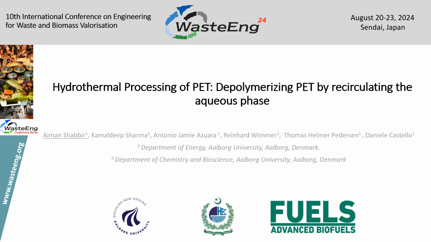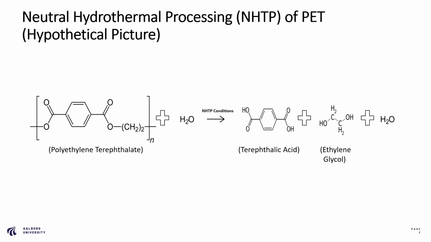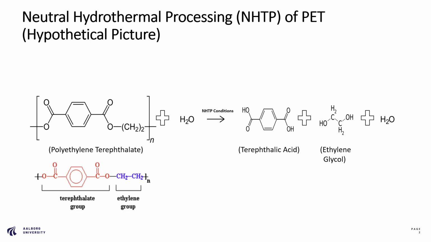Today I will be presenting my first year research on the aqueous management of PET hydrolysis. This research focuses on depolymerizing PET by recirculating the aqueous phase. I'll start by explaining the hypothetical NHTP reaction of PET. PET is a polymer composed of terephthalate and ethylene groups. When water attacks the ester bonds of PET under NHTP conditions, it breaks down into terephthalic acid and ethylene glycol.